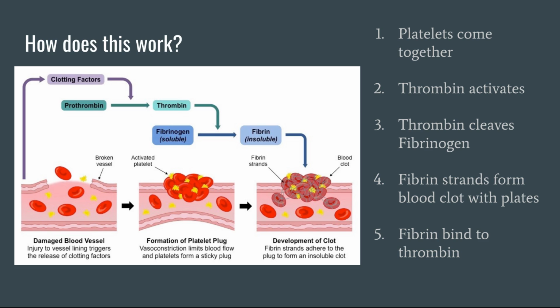When there are enough blood clots formed, the fibrin strands will bind back to the thrombin enzyme to prevent it from cutting up more fibrinogen, and that will end the process of blood clotting because there will be no more thrombin to cut the fibrinogen. So that will initiate the end of the blood clots.